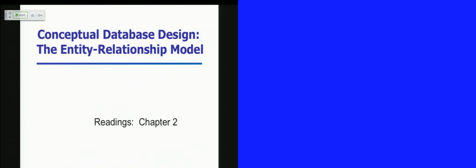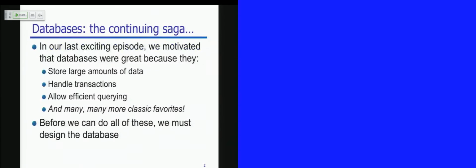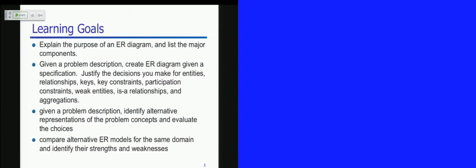Okay, so we're going to cover a little of chapter 2, and then maybe we'll take a break around 11:15ish. Chapter 2 is going to be about conceptual database design, the ER model. In our last exciting episode, we motivated databases and how great they are because they store a large amount of data, handle transactions, allow efficient querying, and many, many classic favorites. Before we can do all these, we must design a database. And this is what we're going to be mostly talking about today.